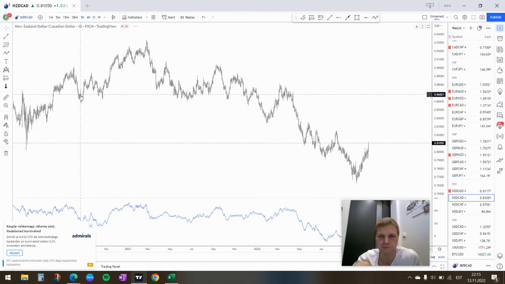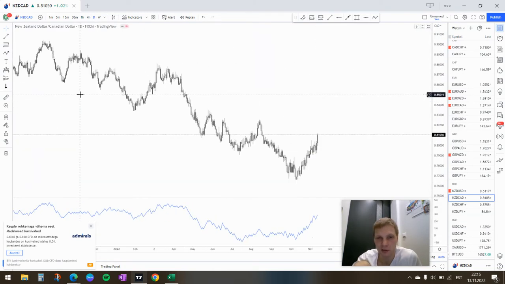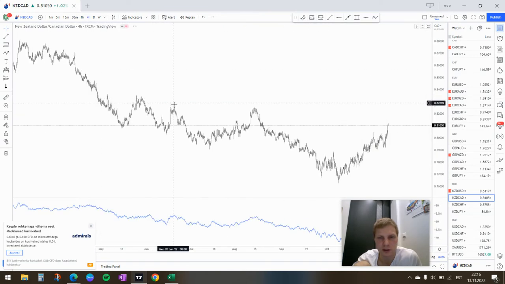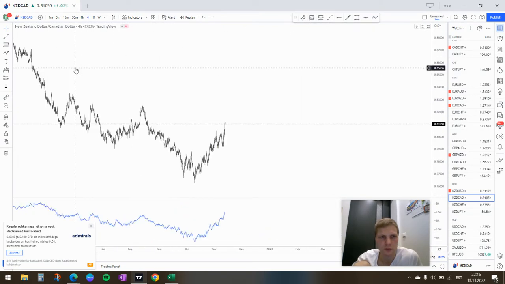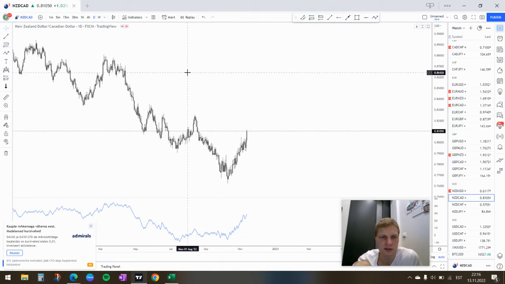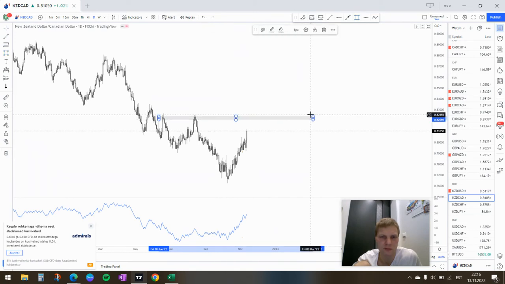NZD CAD, no level to trade from. The level I would be looking at is somewhere here. So if it comes there, we'll talk.